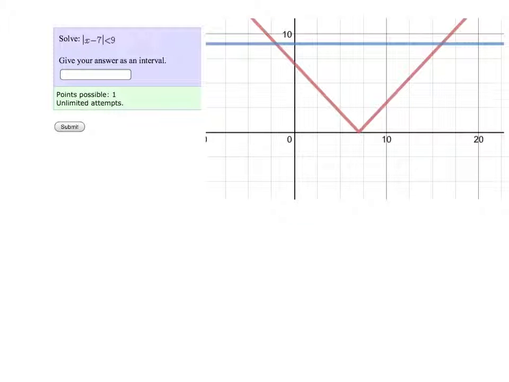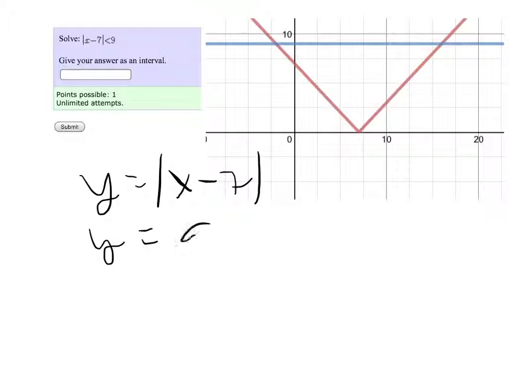So we need to solve this absolute value inequality, and what I did is I graphed y equals the absolute value of x minus 7, and I graphed y equals 9, and I got that graph. And what I'm trying to do with this inequality is find all the values of x where this graph is below that line.